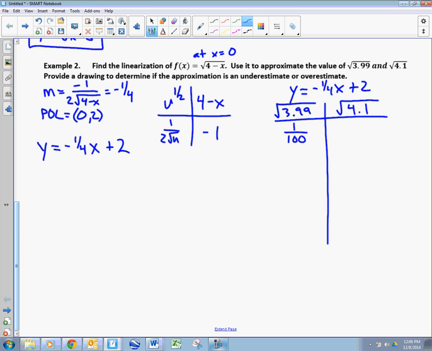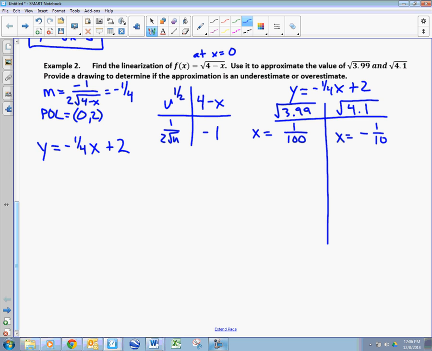If you wanted to estimate 4.1, what x value would you choose? Negative 0.1 or negative 1/10. Are we okay with that? I'm going to put it as a fraction because it's going to make it easier in the long run for me. You do what you want.